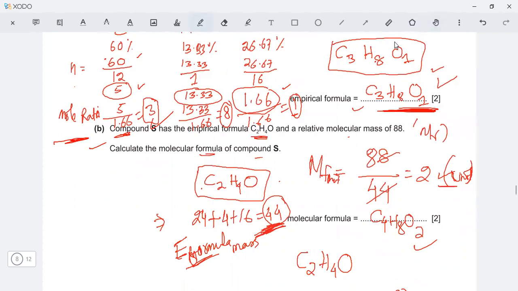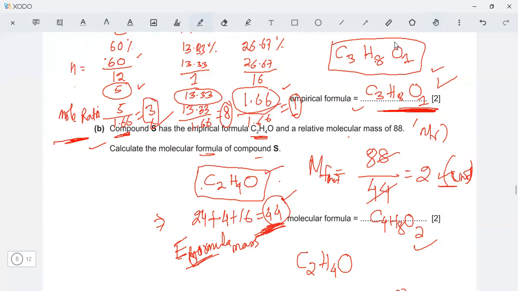The relative molecular mass is 88. Calculate the molecular formula of compound S. It's very simple. The relative molecular mass of this compound is given as 88, and first and foremost, you have to find the empirical formula mass. The empirical formula mass is going to be 44.